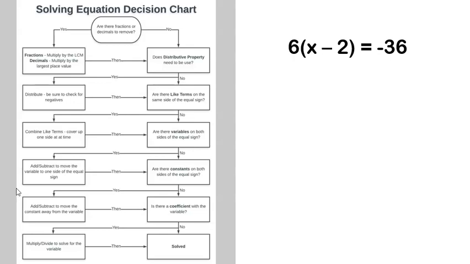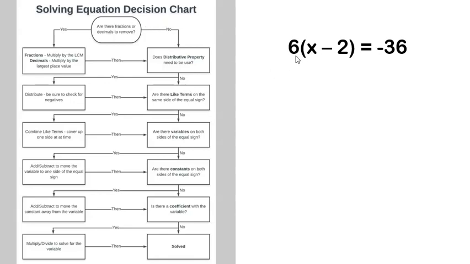Hello, everybody. Mrs. Germany here, and we are talking today about solving multi-step equations. Because there are multiple steps, we're actually going to use a decision chart to help us understand the order in which we do these. The way the decision chart works is you start at the top, and it's a series of yes, no questions. If you answer yes, you always go to the left. If you answer no, you go to the right or go down.